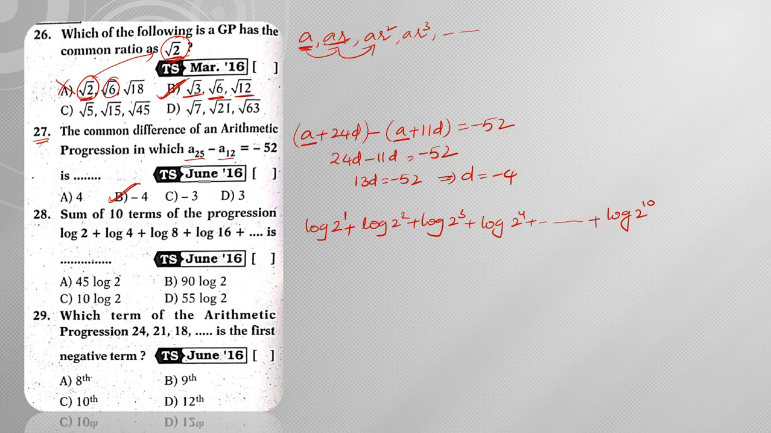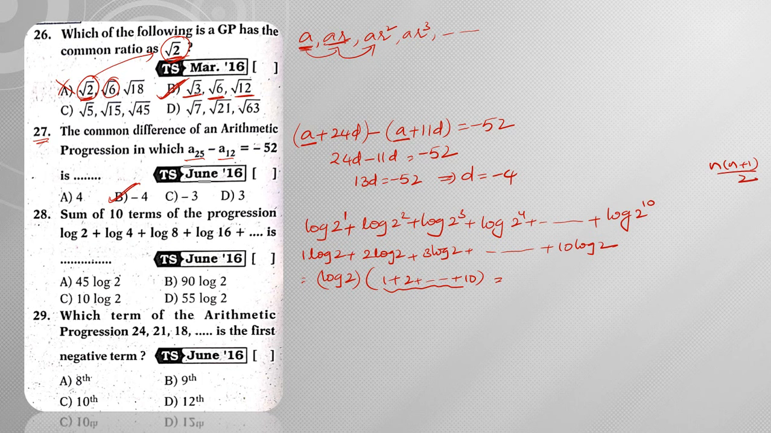Now using power rule, what can I write? This I can write as 1 into log 2, plus this I can write as 2 into log 2, plus this I can write as 3 into log 2, plus and so on. Last one is 10 into log 2. Overall, I can take log 2 as common. So when I take log 2 as common, I can write it as 1 plus 2 plus and so on up to 10. So what is the sum of first 10 natural numbers? Sum of first n natural numbers is given by n into n plus 1 by 2.